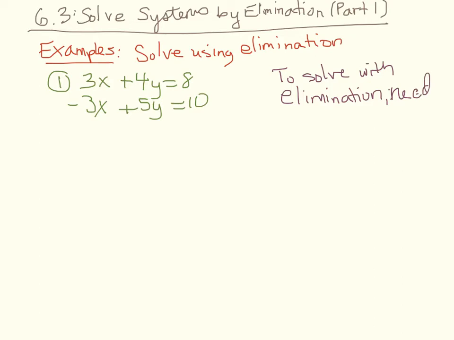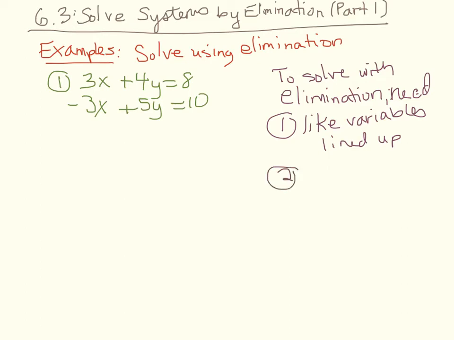So the first thing you need is to have all of your common variables, which means your x's and your y's, are like variables. They need to be lined up. And you also need your equal signs lined up. So make sure that that happens. So your like variables need to line up, your equal signs need to line up, your numbers need to line up. So make sure that everything lines up properly. If things aren't aligned, then it's not going to work.